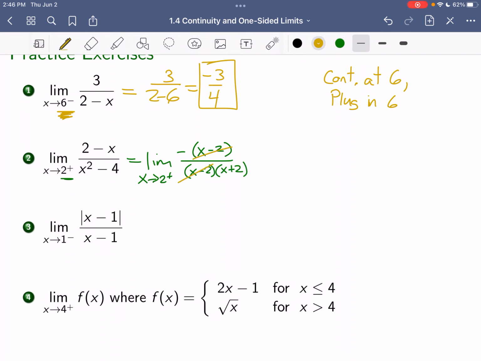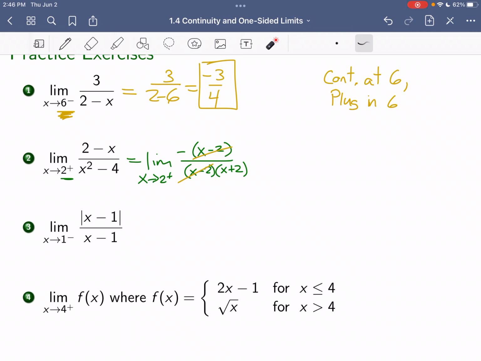The x minus 2's cancel. Now you might say, I thought I remembered a few videos ago you said it wasn't okay to cancel the x minus 2's. I did, but the context was a little bit different. Here we're talking about the limit as we approach 2, not the function itself.